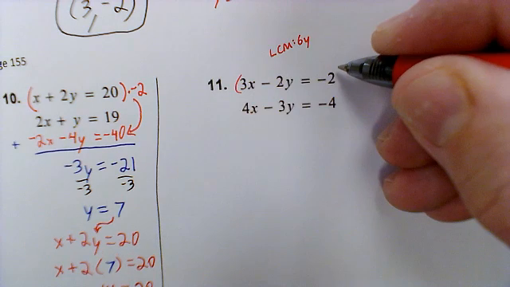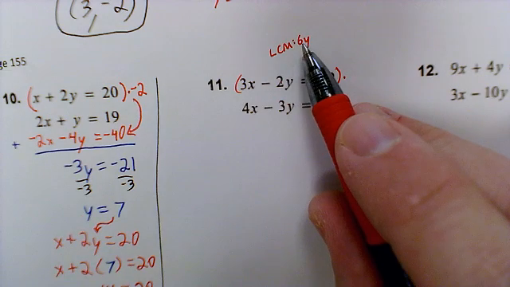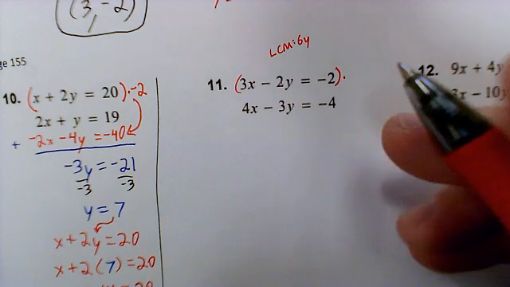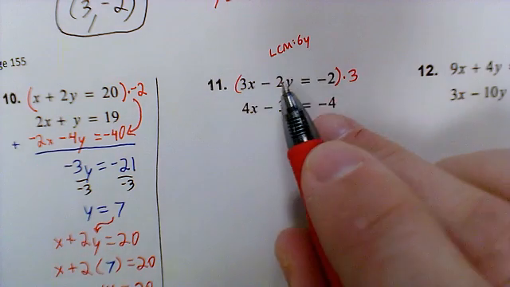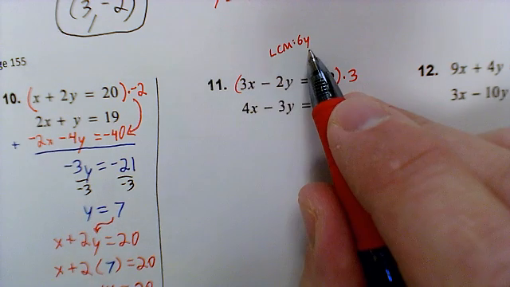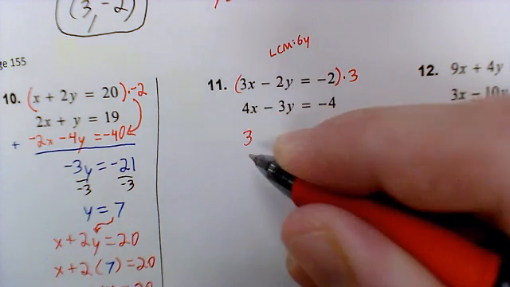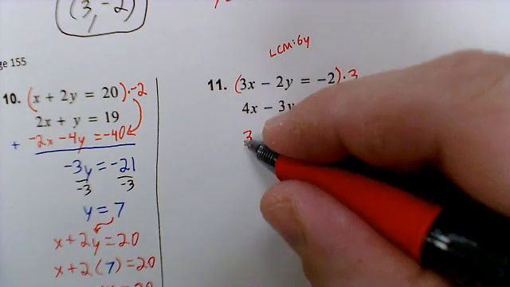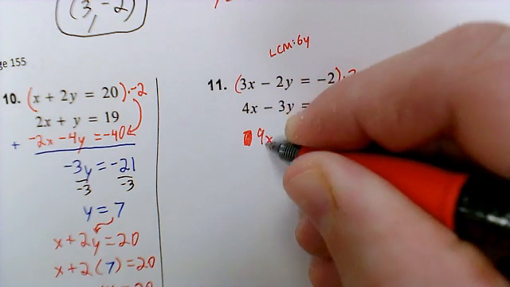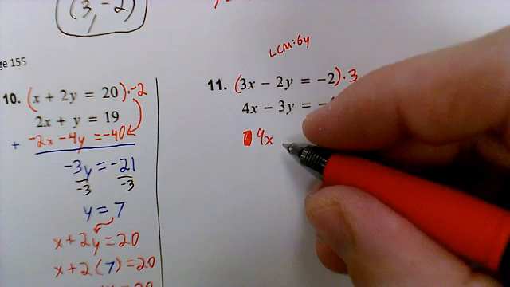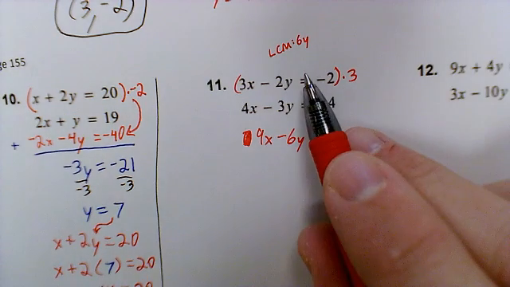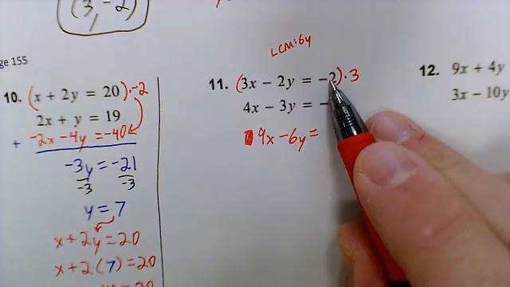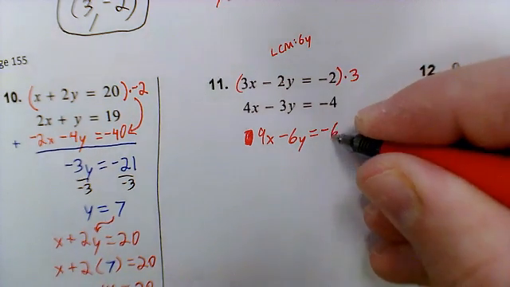Okay, let's go ahead and multiply this top equation by something to make it 6y. If I multiply it by 3, that's going to make it negative 6y, and that's going to be good news. Let's go ahead and do that. 3x times 3 is 9x. Negative 2y times 3 is negative 6y equals negative 2 times 3 is negative 6.